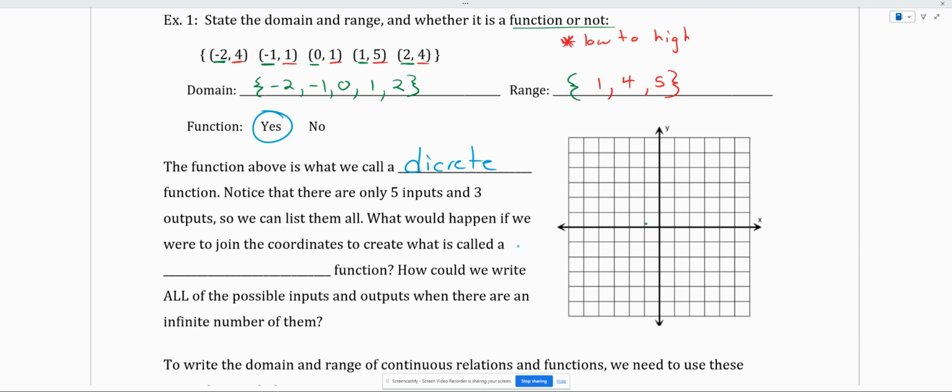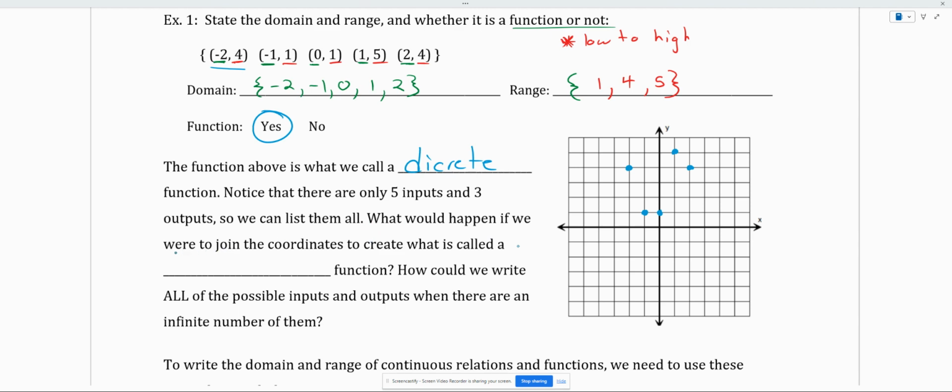So the first point here, I'm just going to be doing each of these. This was -2, 4. So -2, 4 is right here. And then -1, 1 would be here. 0, 1 is right here. And then we have 1 and 5, so way up here, and then 2 and 4, which would be right here. Okay. And we can see that now that I've graphed it, yep, sure is a function. It passes the vertical line test.